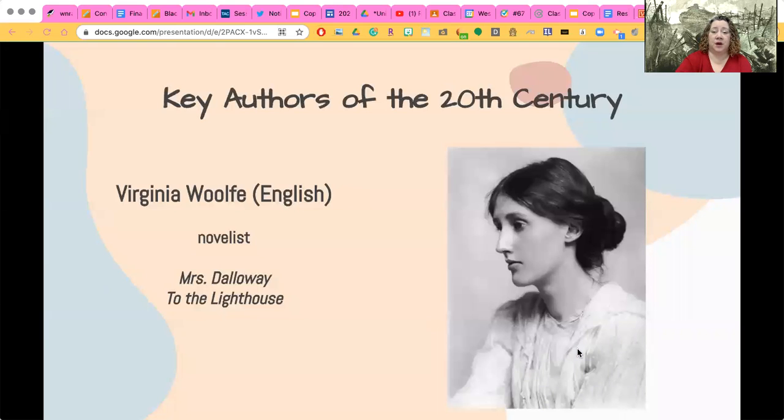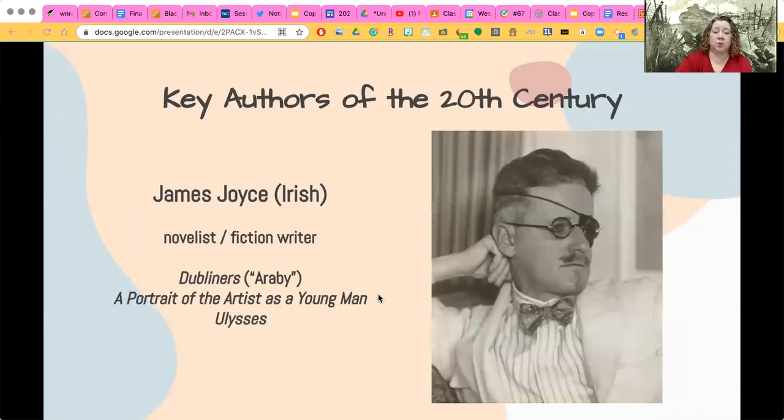All right, here are some key authors of the 20th century. Virginia Woolf. We're going to read a short story by her called The Mark on the Wall. James Joyce, we read Araby first semester. We were supposed to read The Dead, which is from the same work that Araby comes from, but The Dead is about 40 pages, so I took that one out. But if you want to remember the story Araby that we read, this is the writer for Araby.